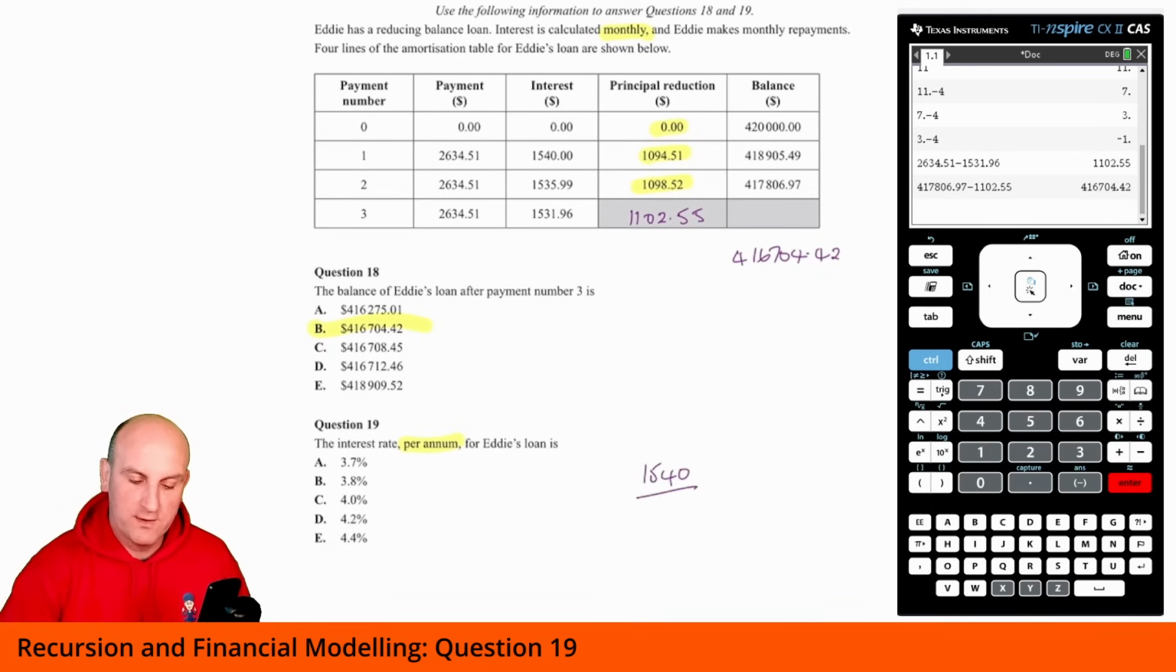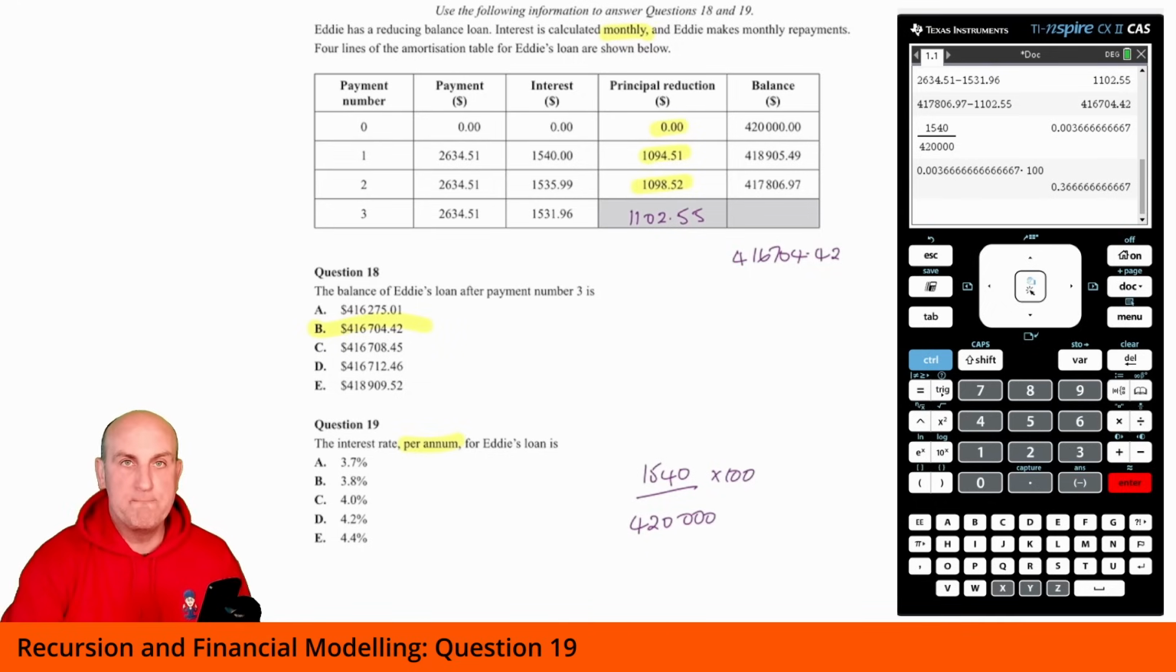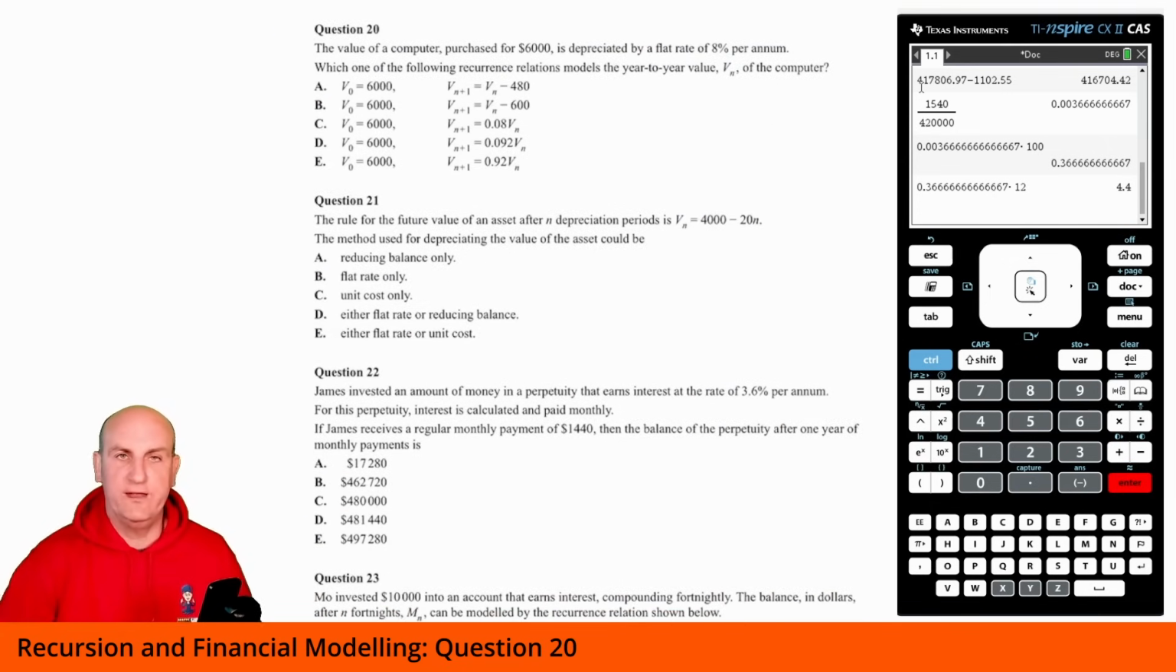So if I now do 1540 divided by 420, 1, 2, 3, and times that by 100, that gives me my monthly percentage rate. So I'm now going to multiply that by 12, which is going to give me 4.4%. So 4.4%, I believe, is my correct answer. Lots of people use formulas for these types of things. I can't do it. It just doesn't make sense.